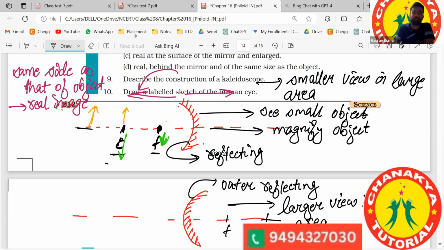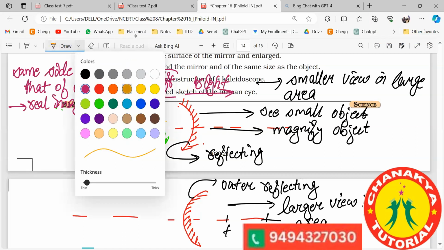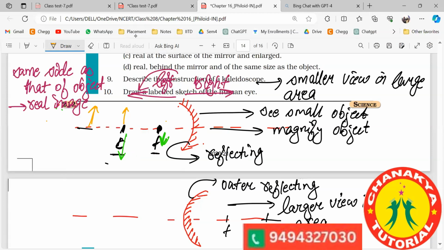But I am talking about the sides. If this is left and this is right, and both the object and the image are on the same side, that means the image is real here. If I take the object on the left side and the image on the right side, that means the image is virtual. Here, the image is not erect, it is inverted, yes, inverted.